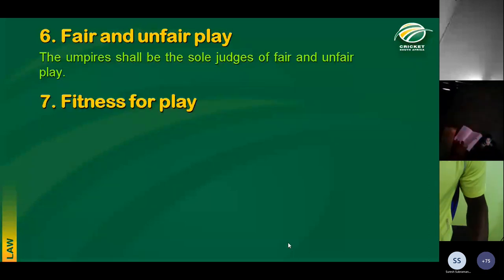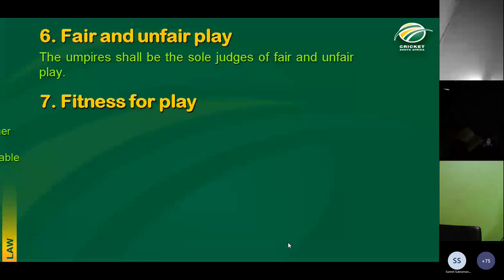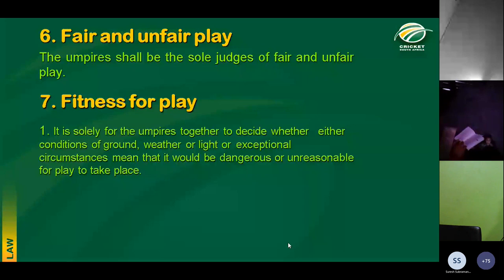Fitness of play. So who judges whether the ground is fit to play? Similar to unfair play, the umpires together, they solely decide whether the ground is fit or unfit for play. So what do they take into account? The umpires need to together decide whether the conditions of the ground, or the weather or light, or any exceptional circumstances mean that it would be too dangerous or unreasonable for play to take place. Again, this is highlighted in green, so there is an exam question on point 6 and 7.